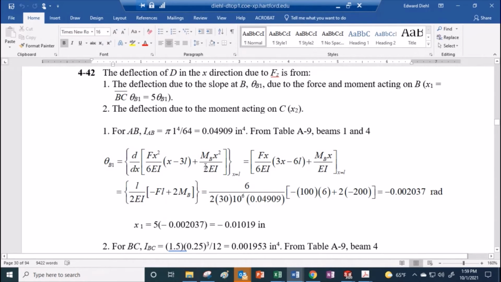All right, so we had the theta at B was 2.307. Does that look familiar for any of ours? I think we had 2.1.